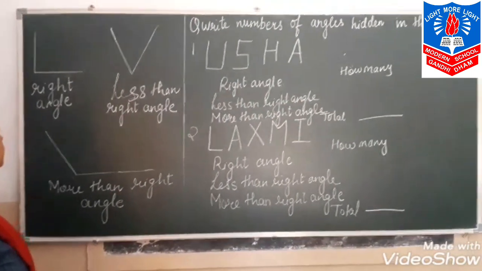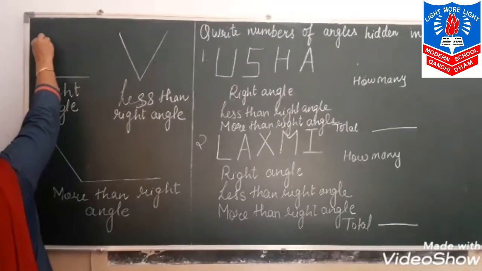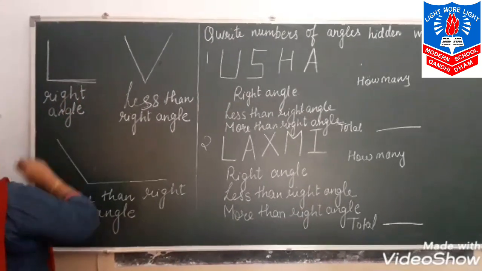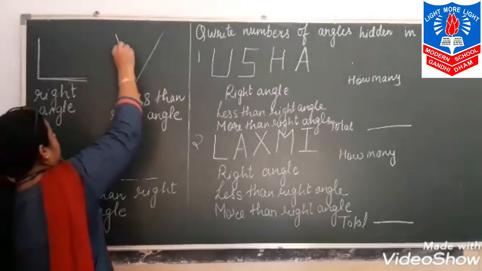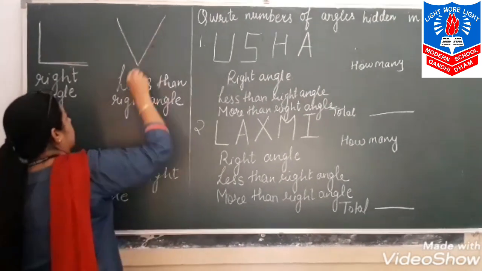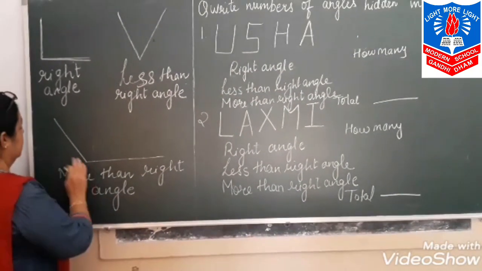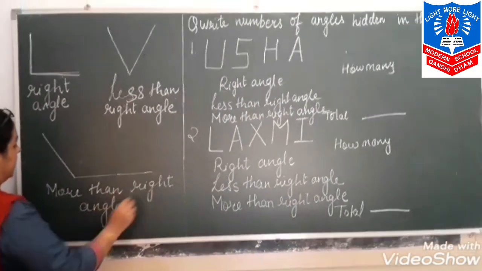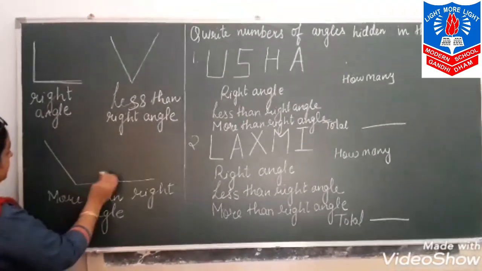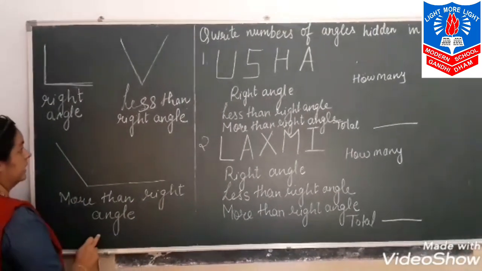Before I explain to you, L shape. See here an L shape, the shape of a right angle. V shape, less than right angle. Here more than right angle. Suppose I draw here one line segment, so it is a right angle, and here is more, so here is more than right angle.